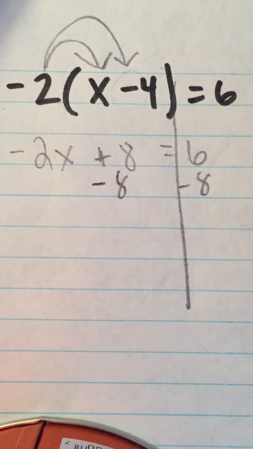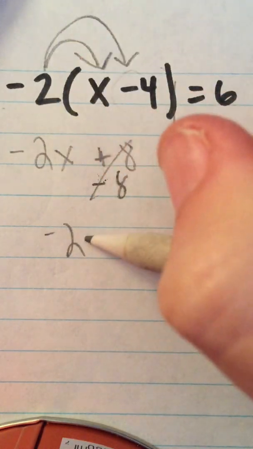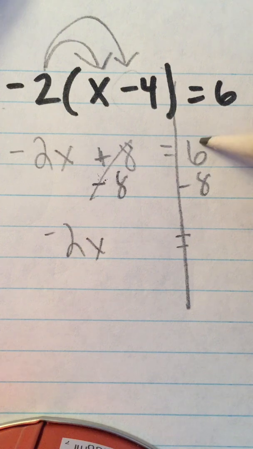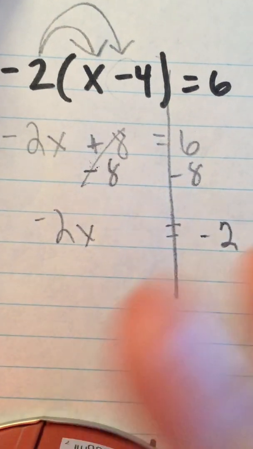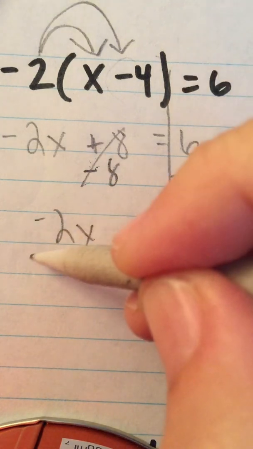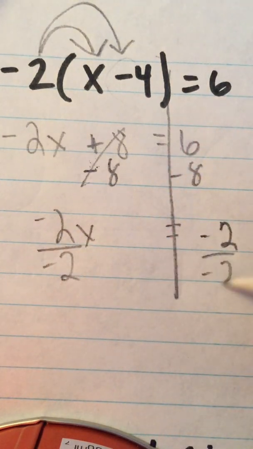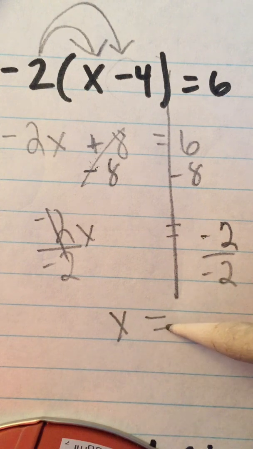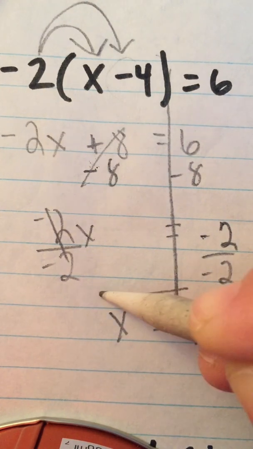Subtract 8, subtract 8. Negative 2x is equal to 6 minus 8 is negative 2. What's happening to x? It's being multiplied by negative 2, so I'm going to divide both sides by negative 2. X is going to be equal to 1.